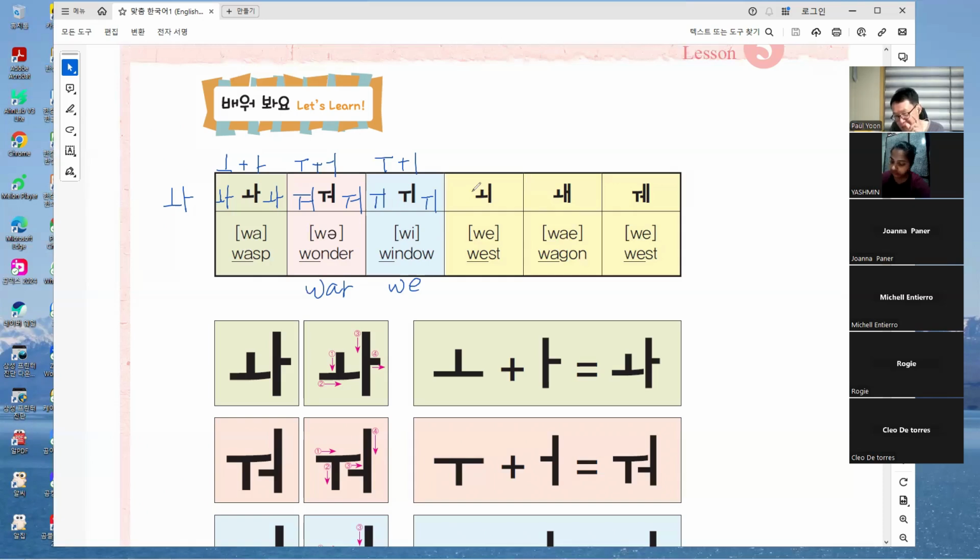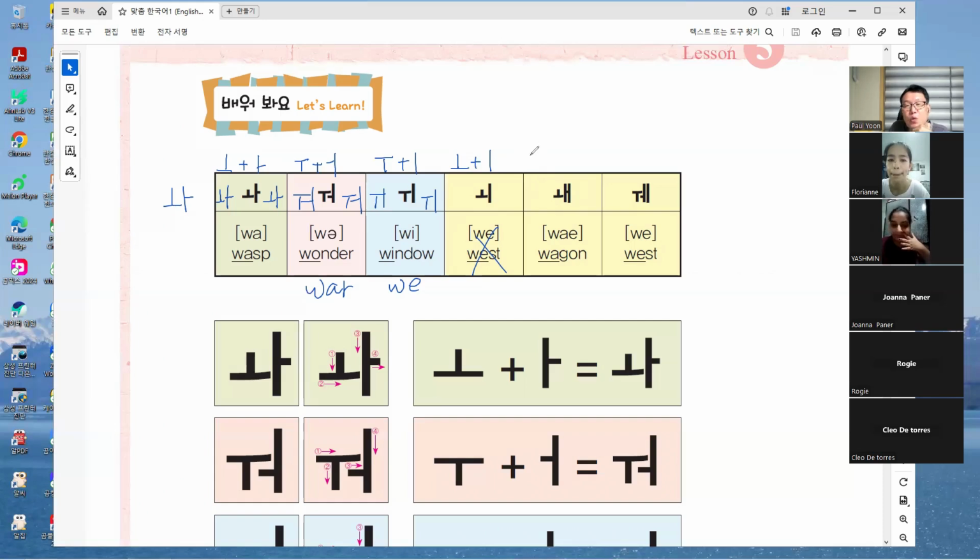This one is just a little bit unique. O plus E. O E. So I think this is not a suitable example. O E. We. Okay. Make it in your mouth, just make it like this, a small circle. We.